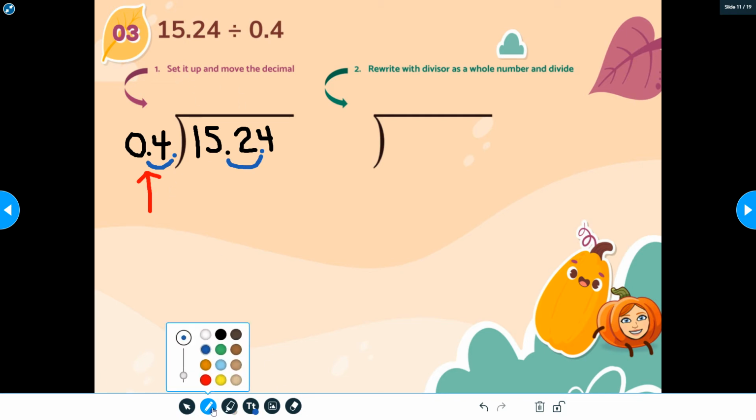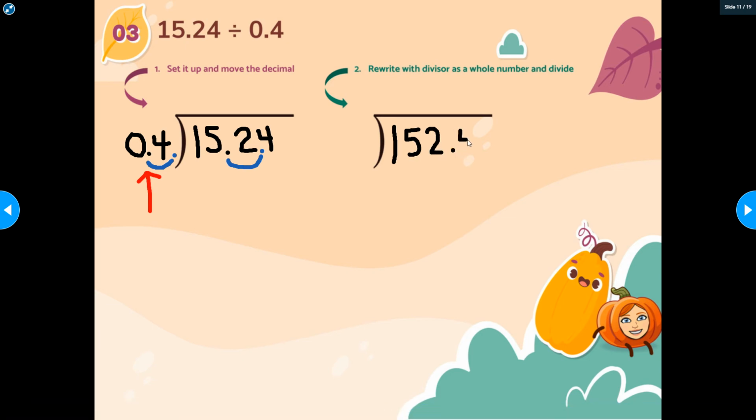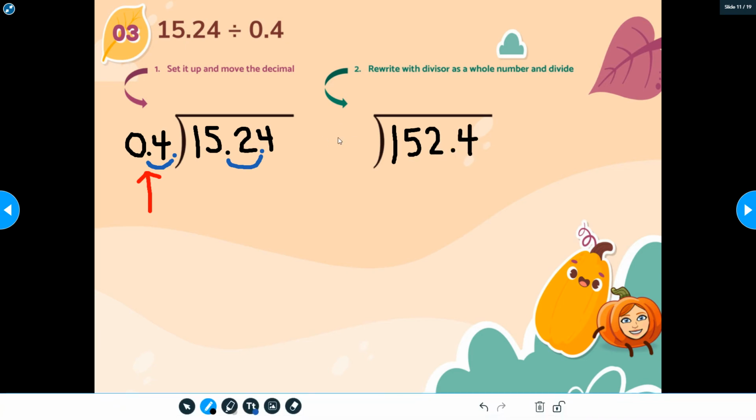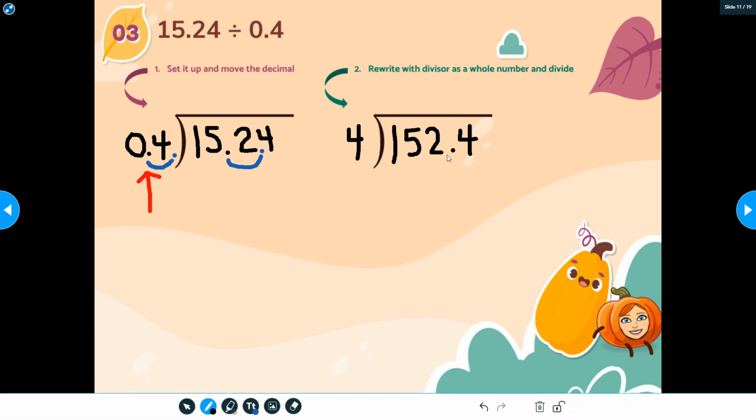My second step is to rewrite it. And yes, you must rewrite it. So on the right, you need to set up that division again, and you need to rewrite it with the decimal now in the correct spot. So we have 152 and 4 tenths divided by 4. Now we just start dividing.